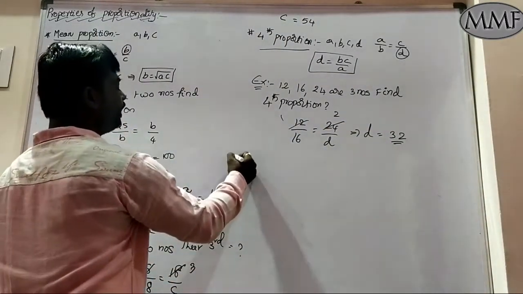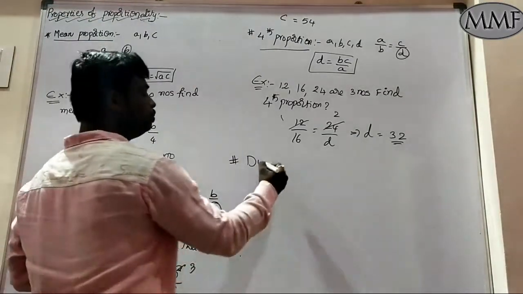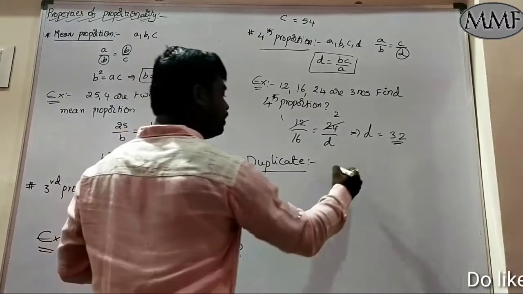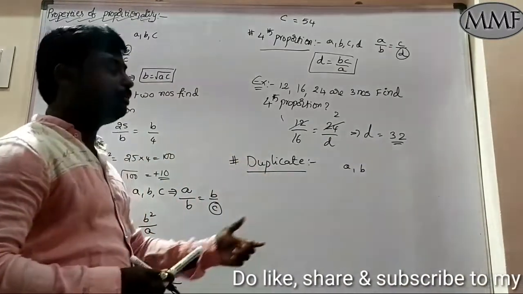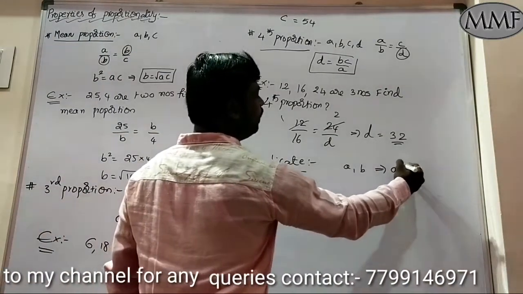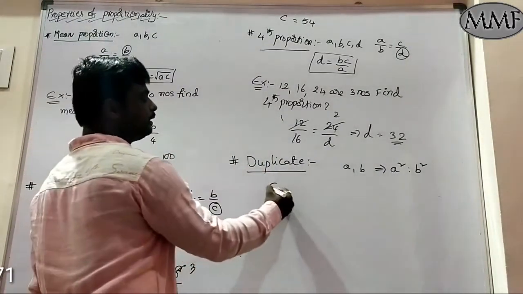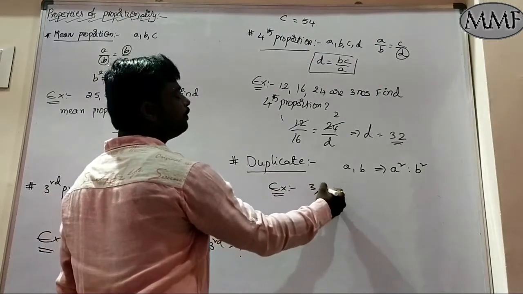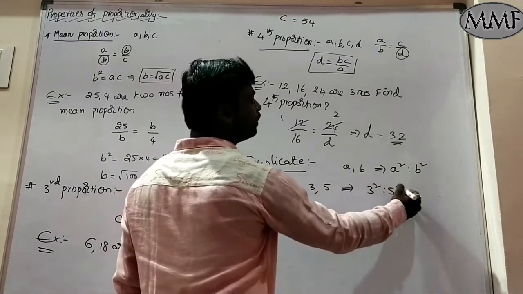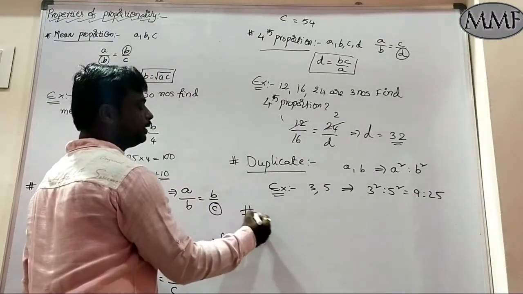Next we will see duplicate. Very important. If you are writing any postal exam or 10th class exams, they will ask a question on duplicate. What is duplicate? Very simple. If any numbers A, B, then their duplicate ratio is A square is to B square. Example, let 3, 5 be two numbers. Their duplicate ratio is 3 square is to 5 square, which is 9 is to 25. Then what is subduplicate?